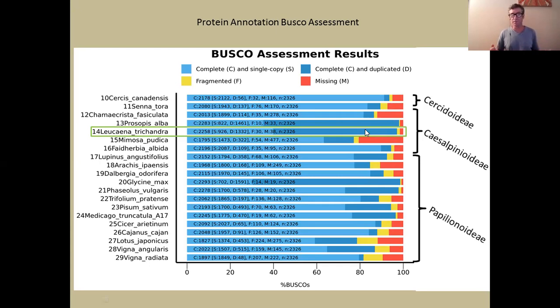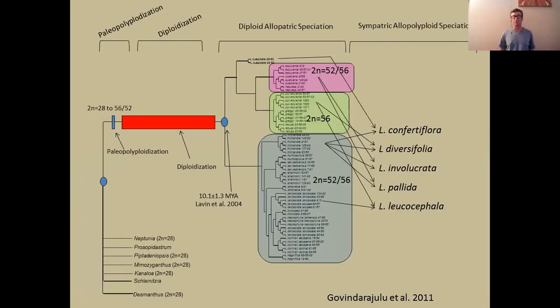So Lucena, the basic take-home message here is we have a nice, very well-assembled, contiguous genome that also captures gene space in a way that relatively few of the other legume genomes do. So it's a high-quality assembly. Very useful, hopefully, in the future.